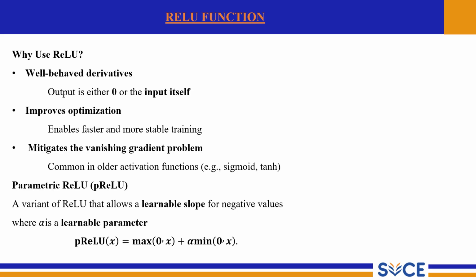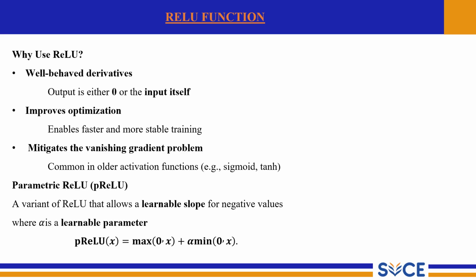One of its best advantages is that it mitigates the vanishing gradient problem, a common issue in older activation functions like sigmoid and tanh, where gradients shrink and learning slows down in deep networks. Now let's talk about a powerful variant, parametric ReLU or PReLU.